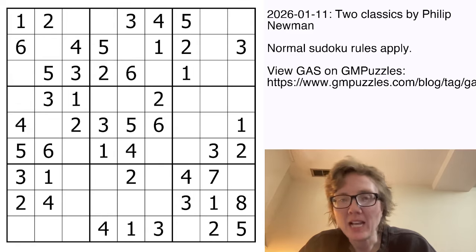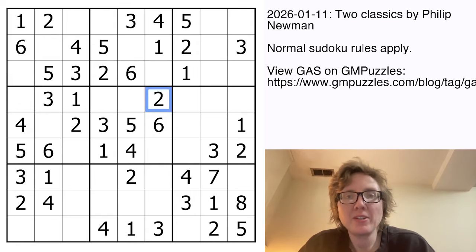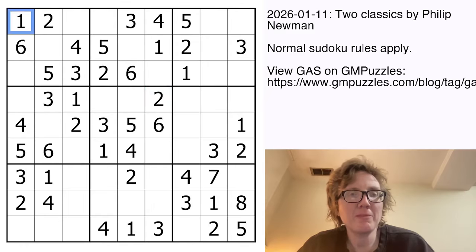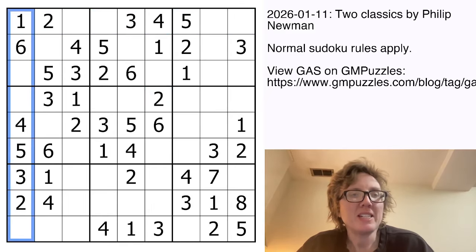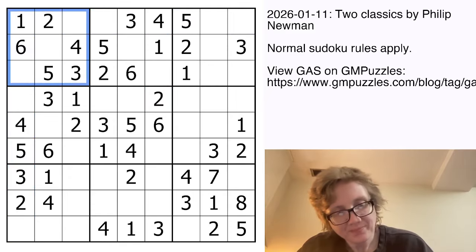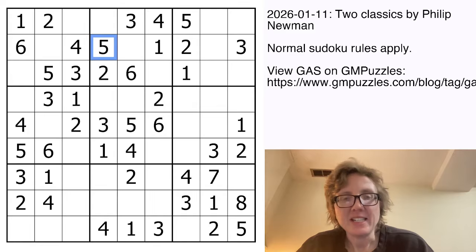Today we are solving two classic Sudoku by Philip Newman. The first one is called Oceans 45. In both of these puzzles we have normal Sudoku rules. That means we're placing the digits 1 through 9 once each in each row, each column, and each outline 3x3 region. And that is it.